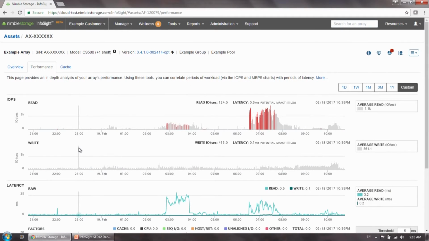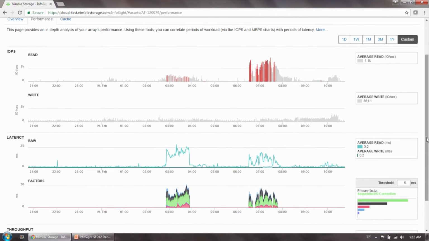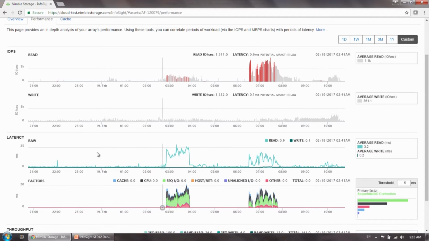So what we're seeing here is the new enhanced version of the array performance diagnostics page. If we take a look at this blue line, the latency chart, that's what you typically come to expect from a storage vendor. They're going to provide you that latency chart.